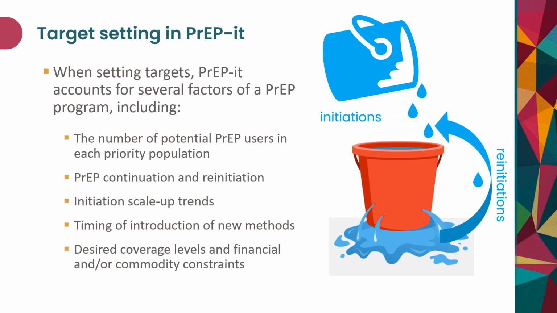When setting targets in PrepIt, the tool accounts for several factors of the PrEP program, including the number of potential PrEP users in each priority population, PrEP continuation and reinitiation, initiation scale-up trends, the timing of introduction of new PrEP methods, and the desired coverage levels, as well as considering financial and/or commodities constraints.